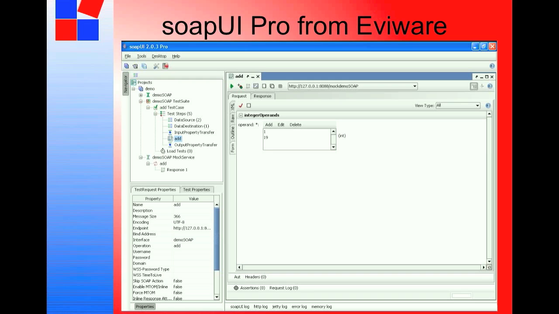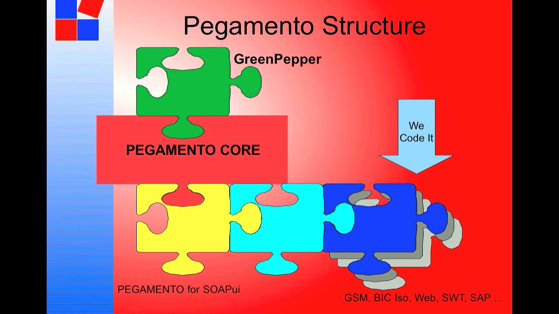SoapUI we use to test SOAP interfaces and also other interfaces, because the five-year-old SoapUI now supports many interfaces already built in, and we can also extend SoapUI to interface different systems. The Pegamento structure that we put together is Confluence and GreenPepper at the top, which we glued together with SoapUI, with the Pegamento core, and then to interface applications which are not built into SoapUI, we coded GSM interfaces, Base24, big ISO. We examined and made prototypes for SVT, web interface, SAP GUI interface, and other interfaces as well.